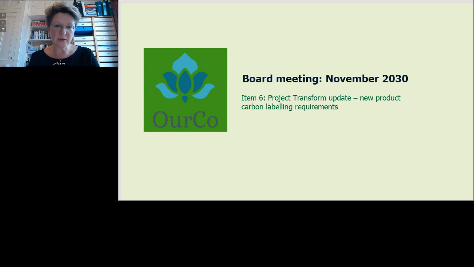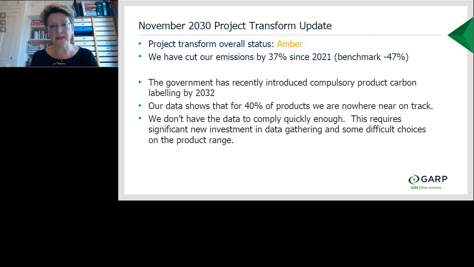And we're beginning to get now a series of new regulations hitting us. At this board meeting, we're going to be talking about some new product carbon labelling requirements. But first of all, we're going to get the usual Project Transform update from the team. So we're still running at amber. We haven't made it to green yet. We've cut our emissions by 37%, but we were hoping to be nearer to 50% by now. And the government's introduced these compulsory product carbon labelling requirements that are coming in the next couple of years. And our data shows us that for 40% of our products, we're nowhere near on track to even have the data. So we need to take some difficult decisions here.